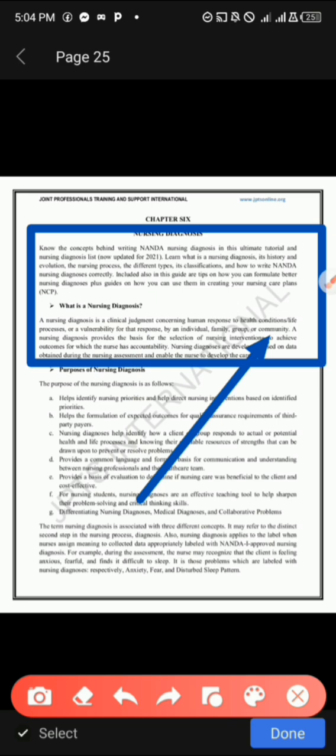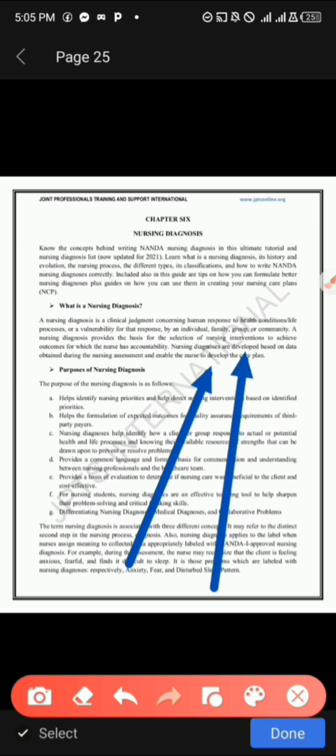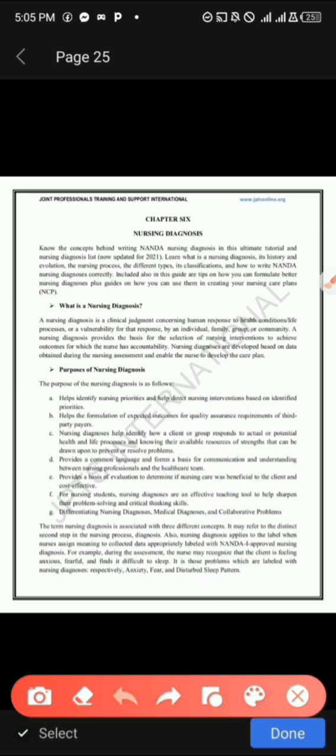Nursing diagnoses are developed based on data obtained during the nursing assessment, that is information, raw facts, and enable the nurse to develop the care plan, in the form of individual patient personal data. Purpose of nursing diagnosis. The purposes of nursing diagnosis are as follows.